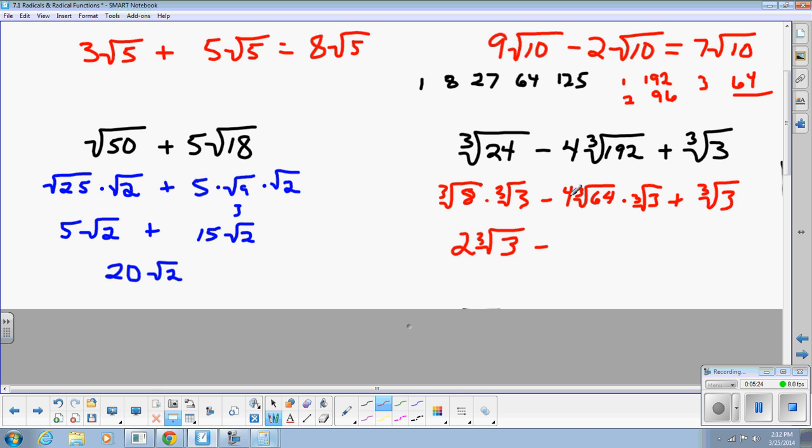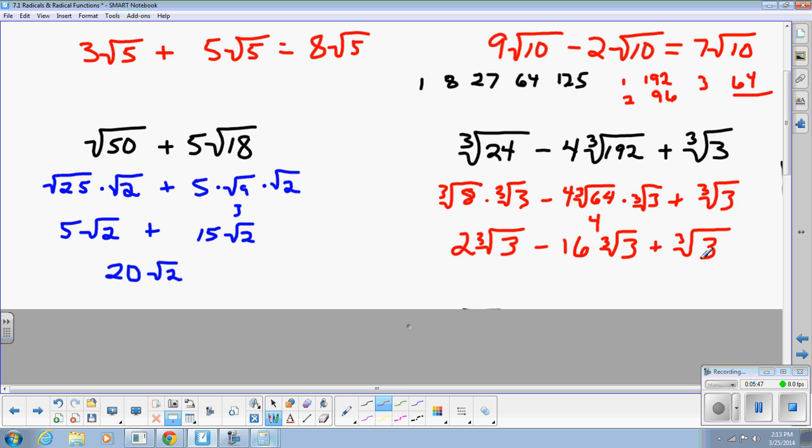Minus 4 times, let's see, the cubed root of 64, that's 4, because 4 times 4 is 16 times 4 is 64. So that means I have 4 times 4, which is 16, then times the cubed root of 3, plus the cubed root of 3.